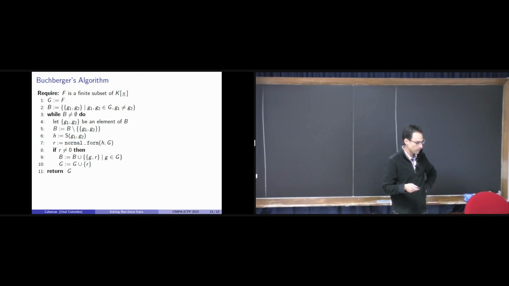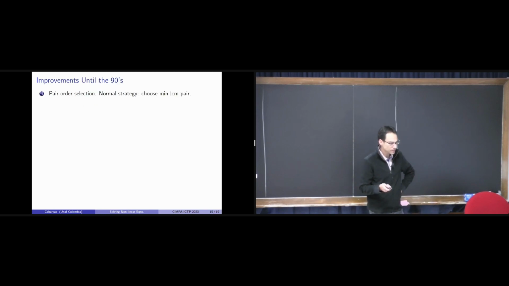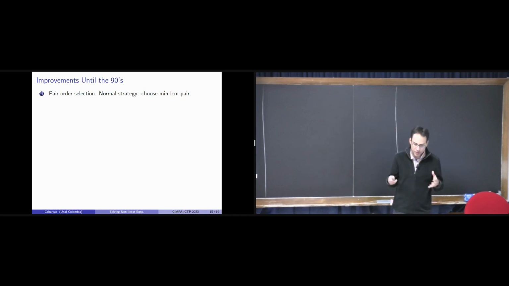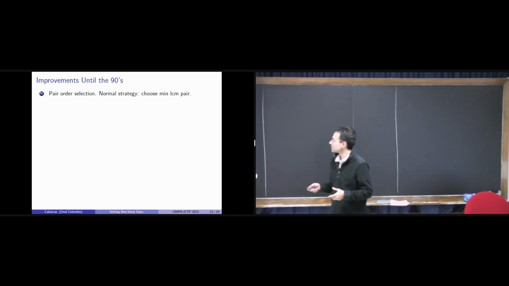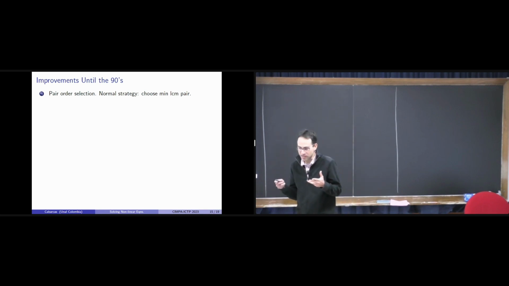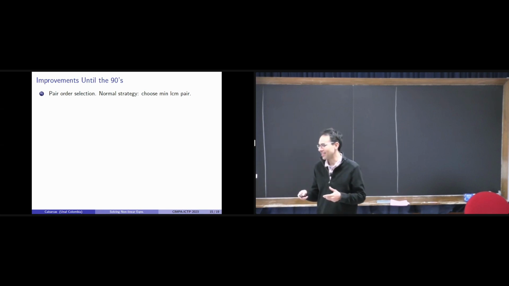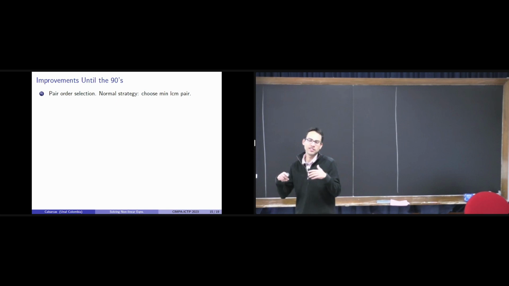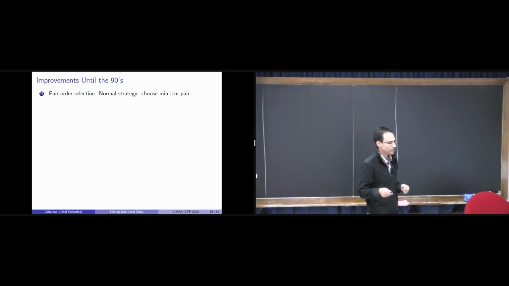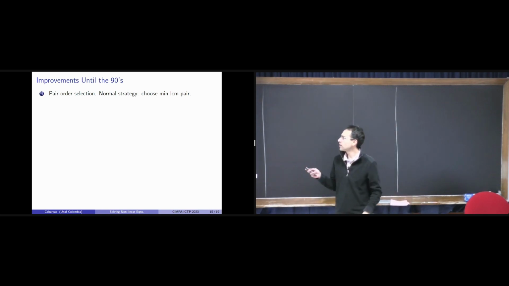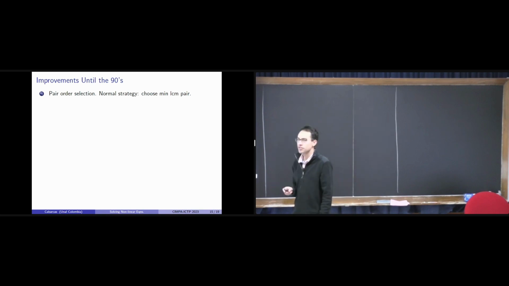Okay. Now, there are many ways to improve this. In general, it's not efficient. It's exponential, and depending on the case, it can even be double exponential. But there are some ways to make it a little bit faster. Until the 90s, researchers concentrated on these three ways to improve it. One was the pair order selection.